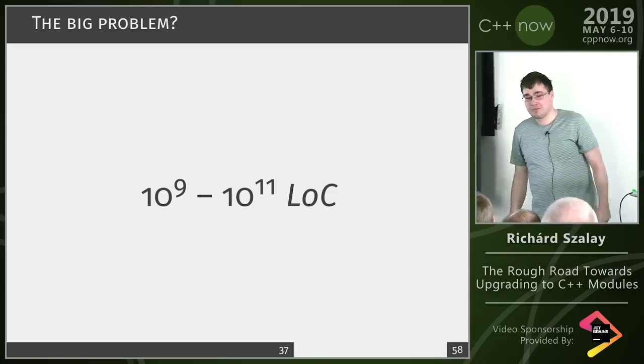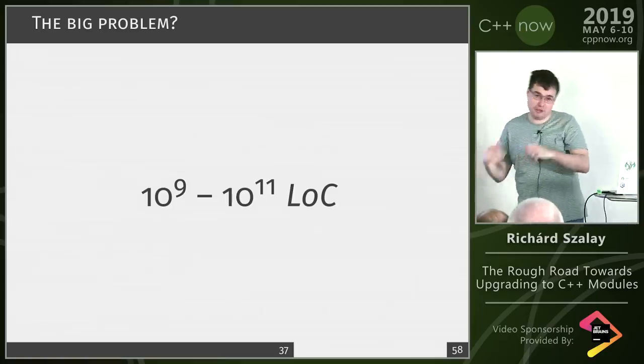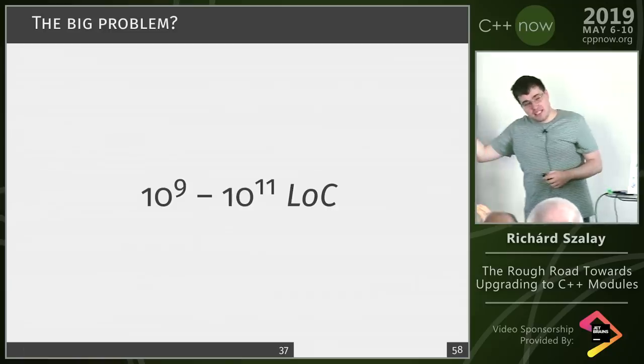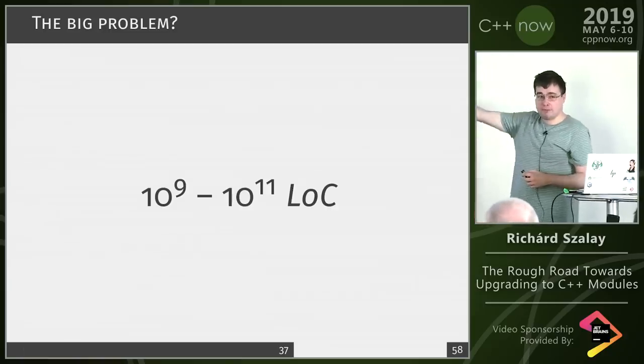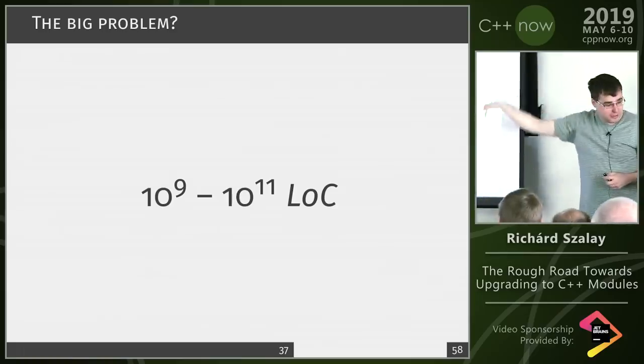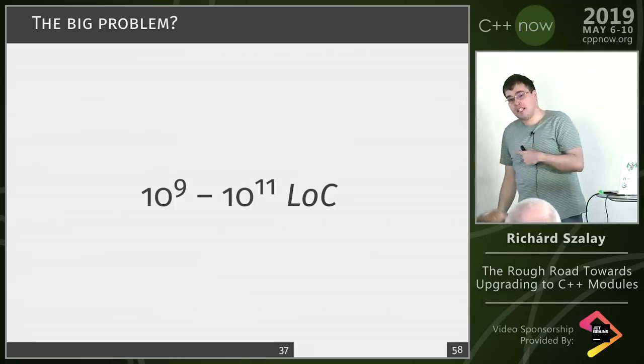It's lines of code. I know lines of code is not a very accurate measure due to template instantiations. A few weeks ago, I asked on Slack how much C++ code is out there in the world. People said, I think it's a billion in English, whatever, 10 to the power of 11. This is all the code we use day to day, and it's not using modules at all.